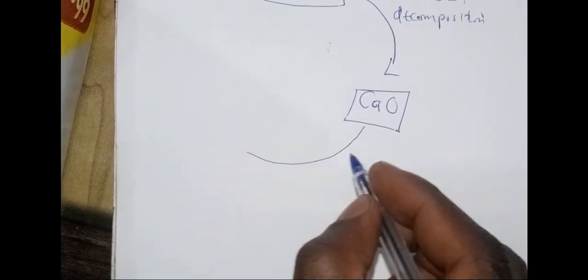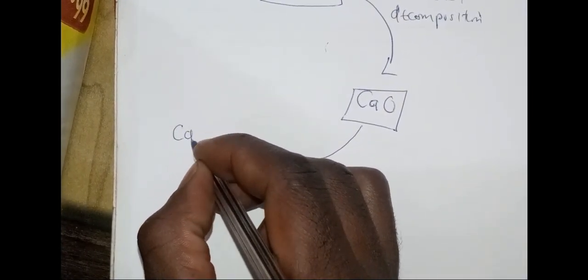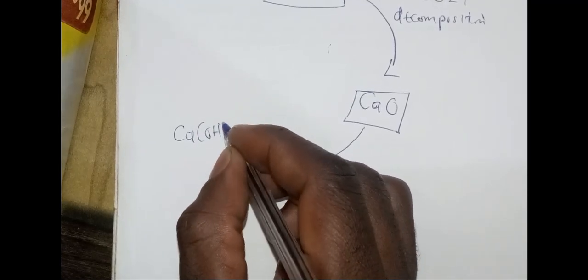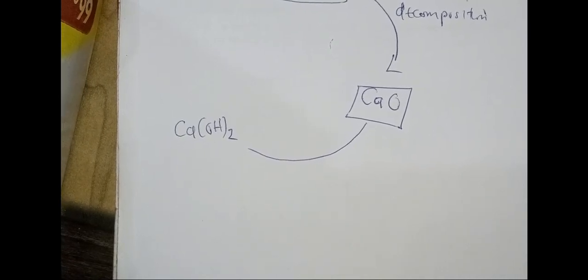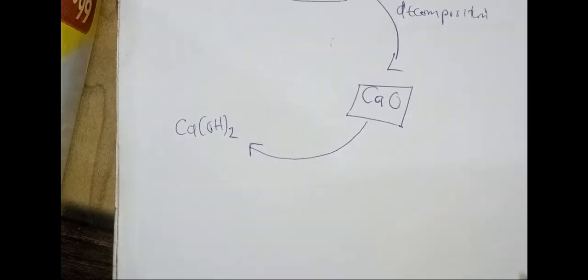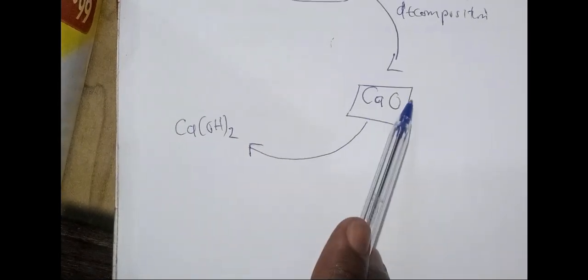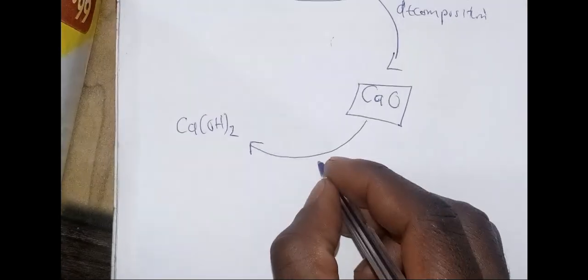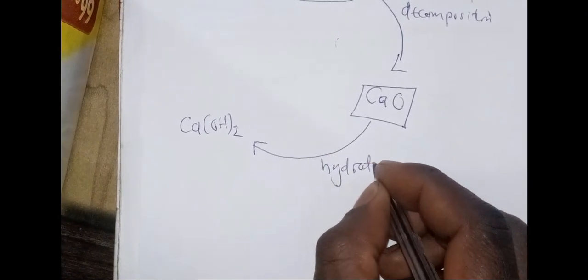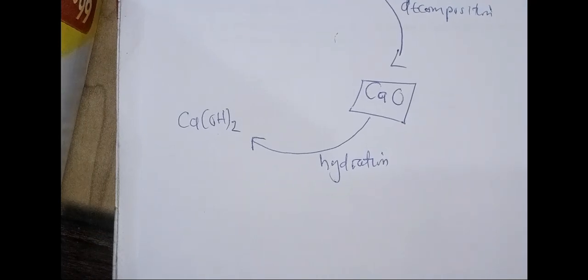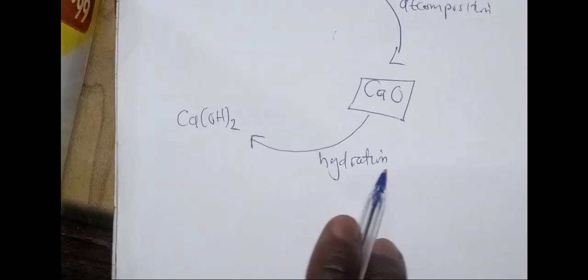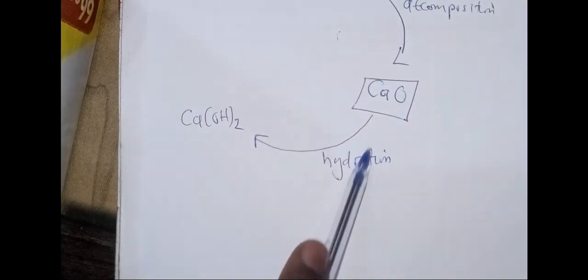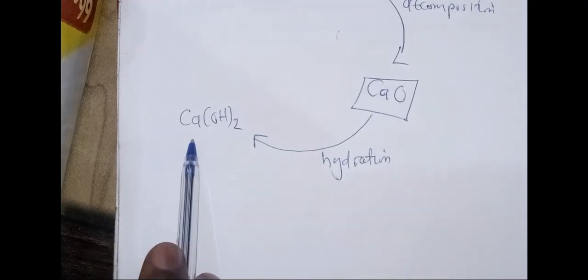Then this calcium oxide, to obtain calcium hydroxide, Ca(OH)2, with the 2 being the valency of the hydroxide. To obtain calcium hydroxide from calcium oxide, it is hydration. Hydration is the process of adding steam or water in general. So when water is added to calcium oxide, it gives us calcium hydroxide.